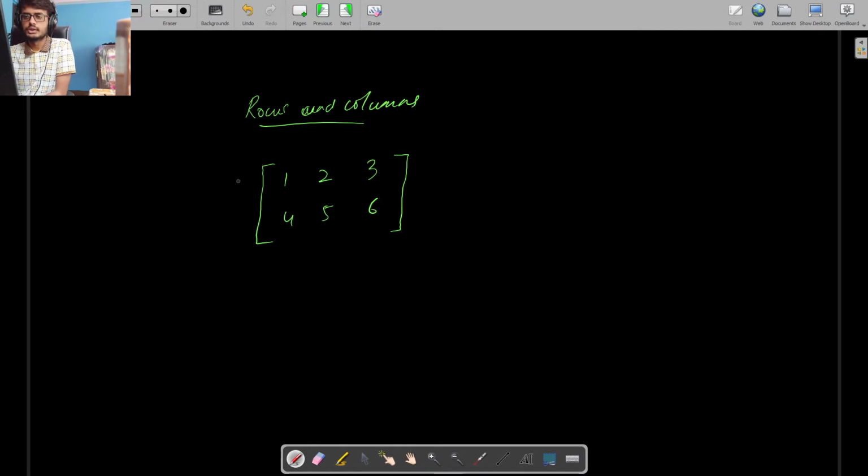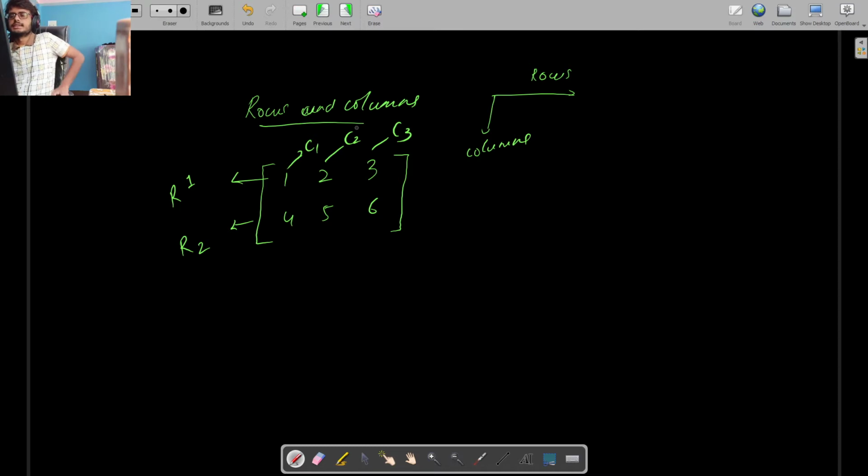So this is the first row, right? Horizontal ones are called rows and vertical ones are called columns. That should be clear. This is the first row, and this is the second row. This is the first column, this is the second column, this is the third column. So this is how we represent data in a matrix. You can keep any number of values inside the square brackets. So is it clear what a matrix is?